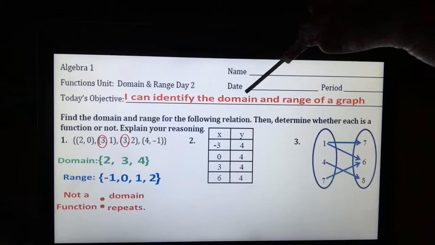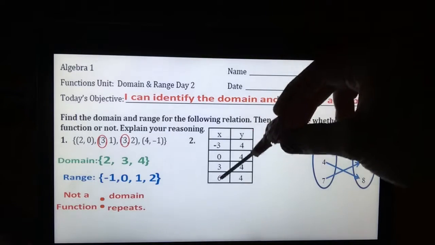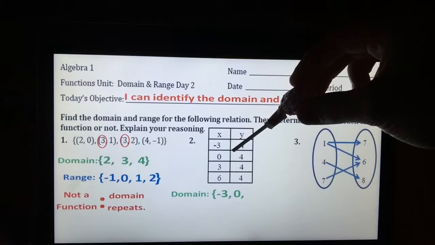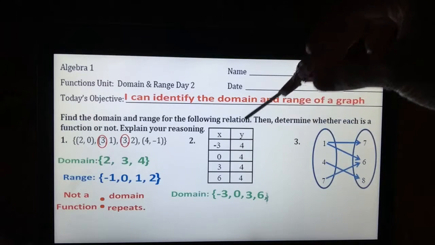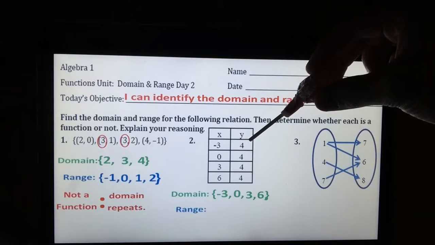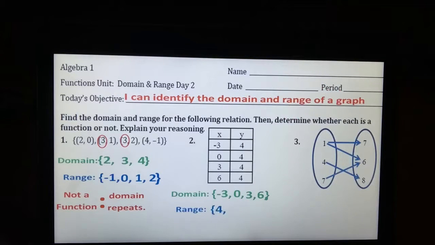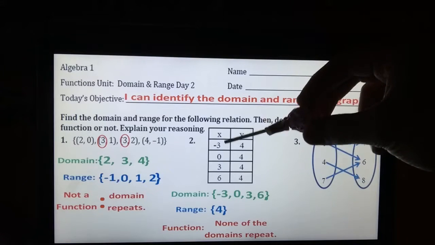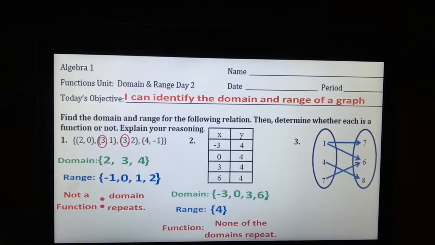Now for this next one, we have a domain of all these x values right here. So the domain would be -3, 0, 3, and 6. The range would be just one number because all of them are the same number, which is the number 4. So now in this one, we would say that it is a function because none of the domains repeat. Now you see that the range repeats, but the domain doesn't repeat, so it's still good. It's still a function.